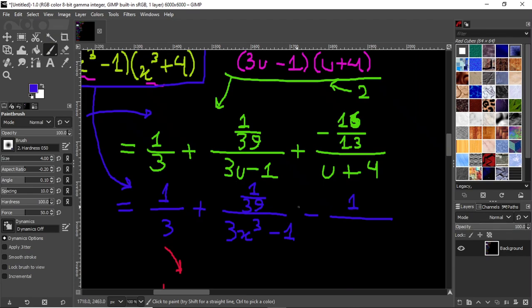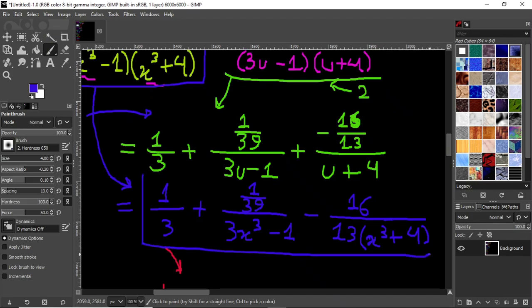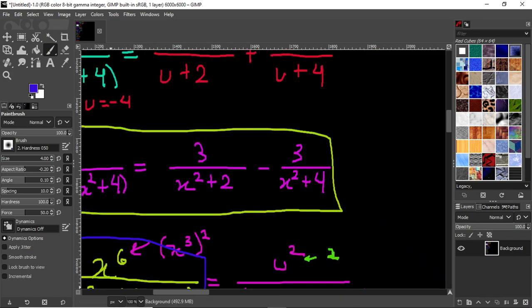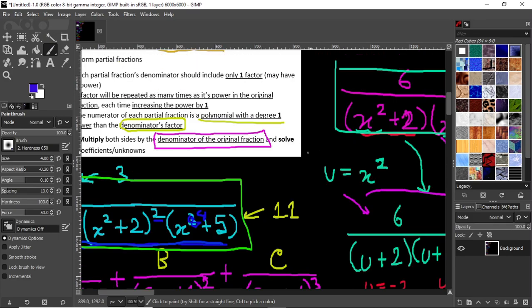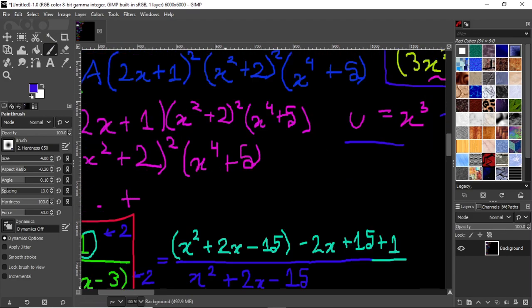Thus we get 16, and I didn't bring the 39 down. It doesn't really matter, but just a bit of beautifying, you could say, x cubed plus 4. Voila, we have our answer. This was much easier than what it might have looked like if we didn't know the grandness of substitution for this one. Okay, so that's it.